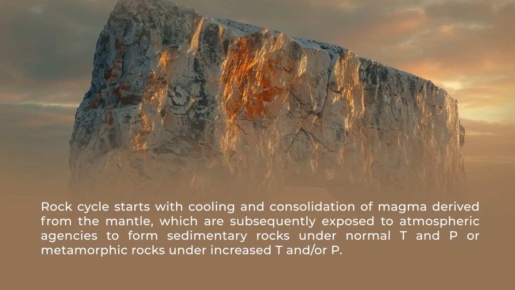It is the cycling of materials within the Earth's crust, and that is because of the heat energy which is available. Now, the rock cycle can start with the cooling and consolidation of magma derived from the mantle, which is subsequently exposed to new conditions, the atmospheric agencies, to form sedimentary rocks under normal temperature and pressure conditions, or metamorphic rocks under increased temperature and pressure conditions.